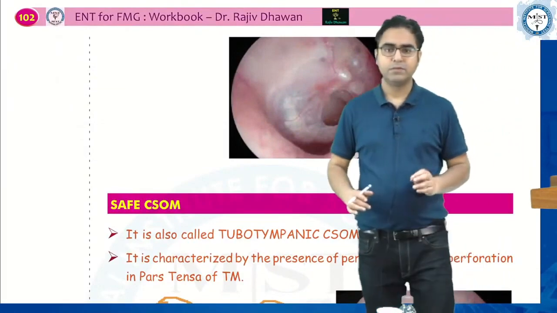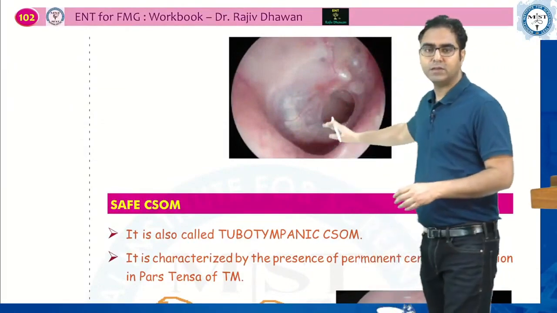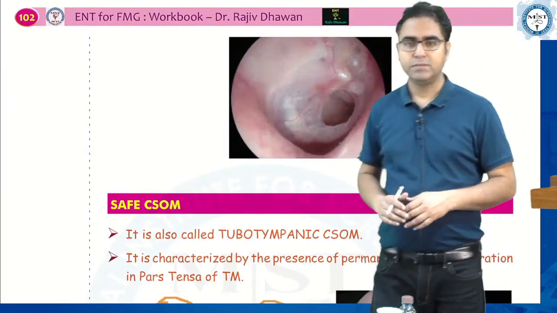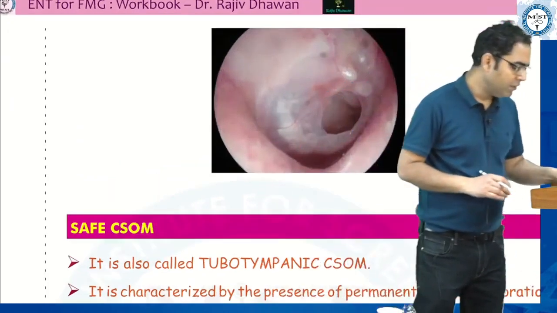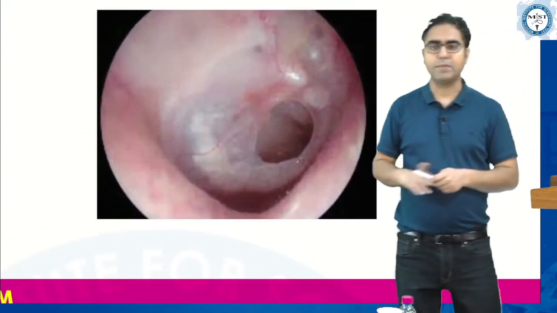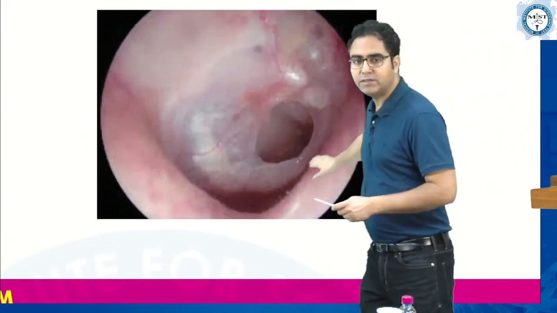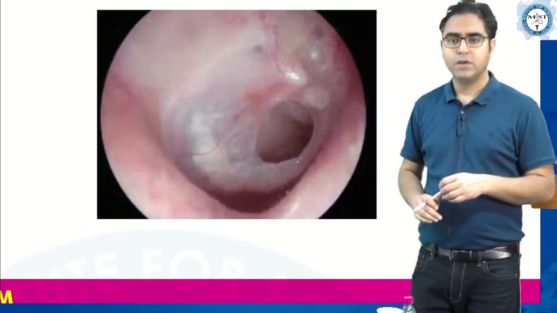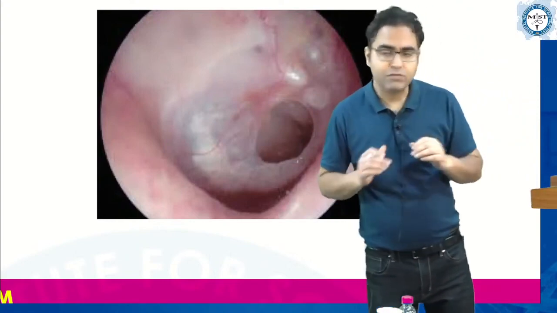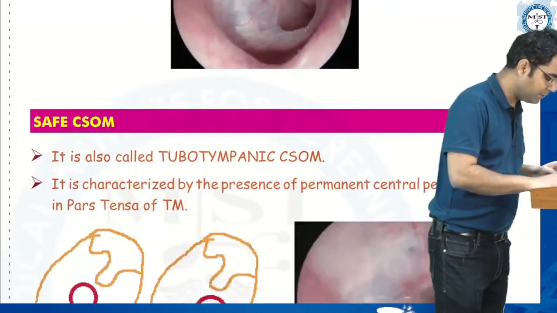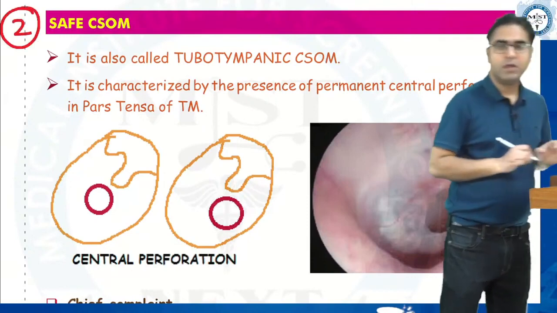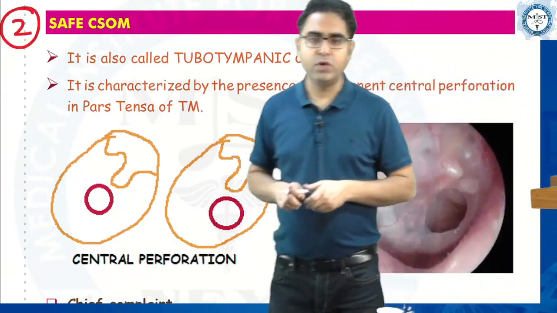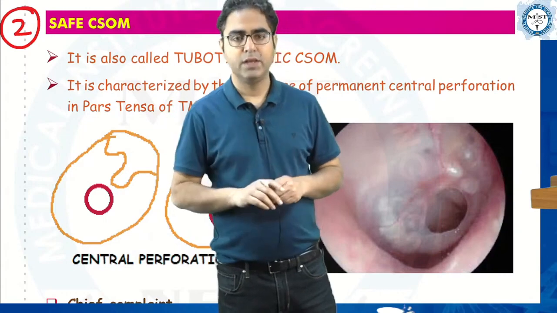Now everyone, this is a permanent perforation, beta. Can you see, beta? This is how a typical perforation looks. Can you see a hole over here? That's a permanent perforation. Very common disease. Let us do this now. Safe CSOM, beta. Number 2 disease. We are done with ASOM, number 2 is safe CSOM. We are doing diseases of the middle ear cleft.